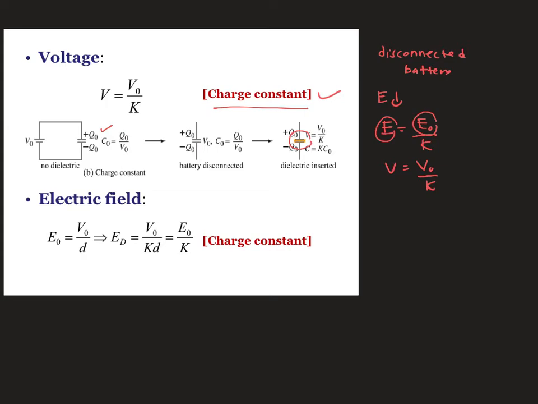But once you disconnect it from the battery, there will be no more energy coming from the battery. That's the reason why your charge is going to be constant. So your E reduces, your V also reduces. But for both situations, voltage constant and charge constant, your C will definitely increase by a factor of K, because the distance between the two conducting plates has reduced.